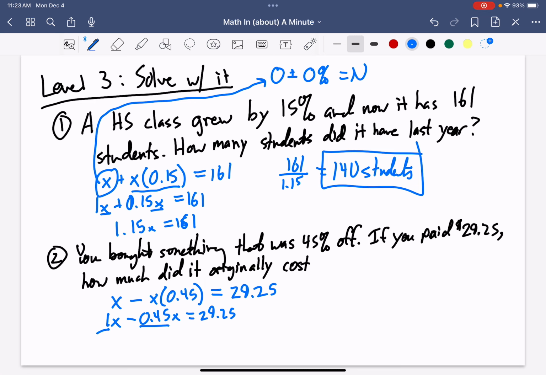These are like terms, so 1 minus 0.45 is, let's see here, one sec, I'm thinking, all right, sorry, 0.55x is equal to 29.25. Now, divide both sides by 0.55, so 29.25 divided by 0.55, and I'm getting a weird answer because I realized I set up the problem incorrectly. But in this case, it's going to be $53.18-ish. All right. Sometimes if you go on Amazon, you'll get weird prices for stuff like that.